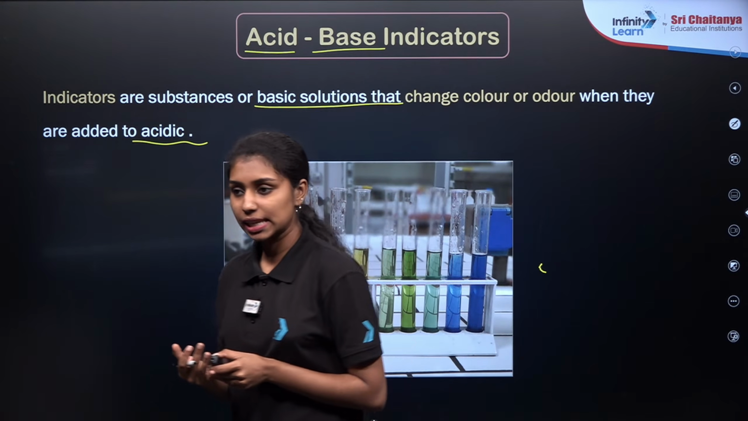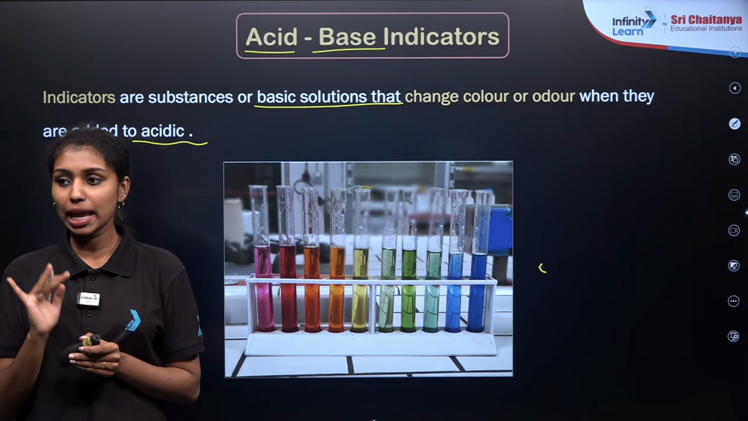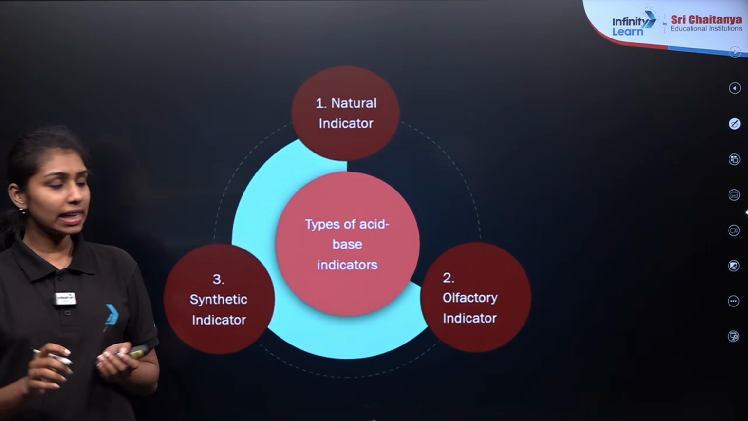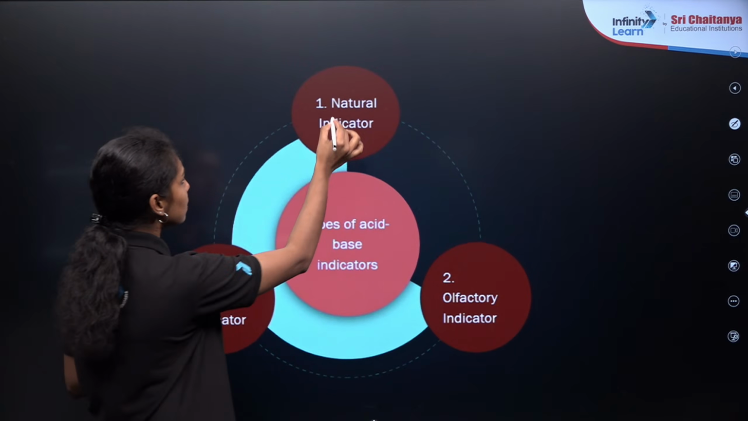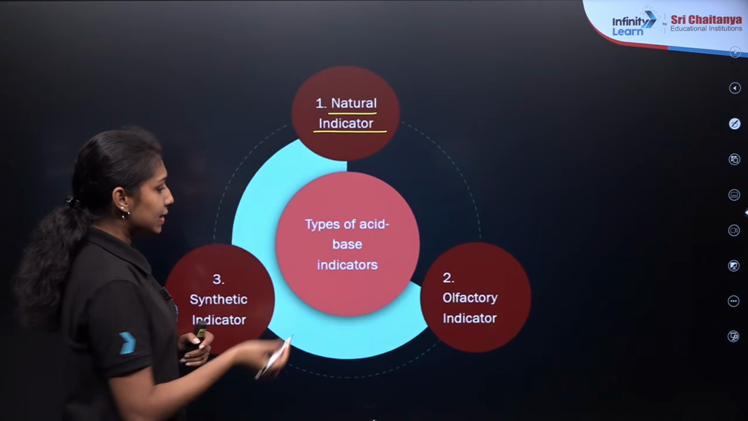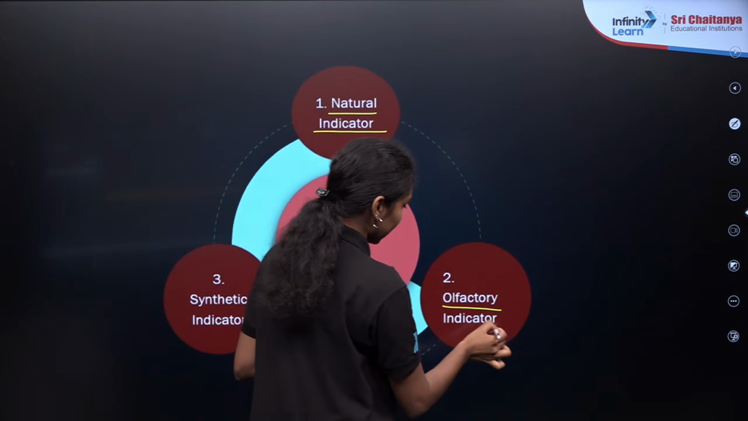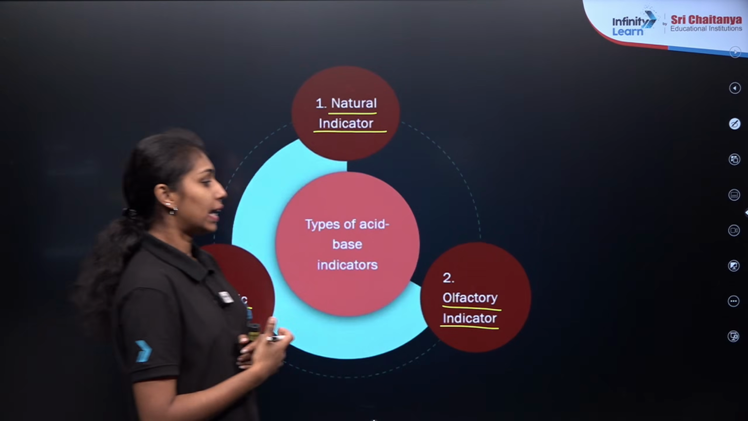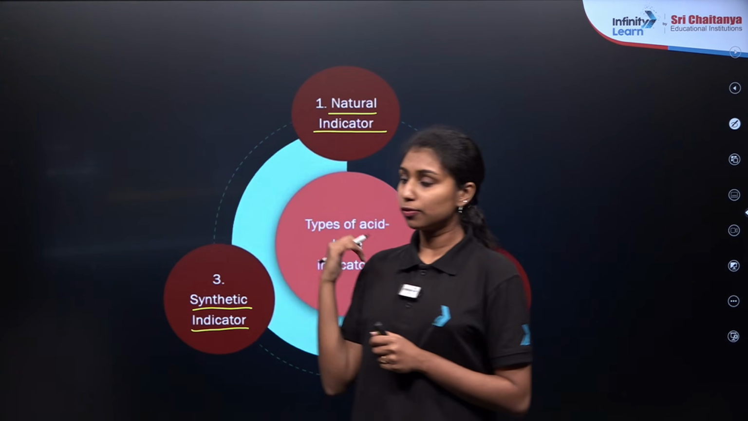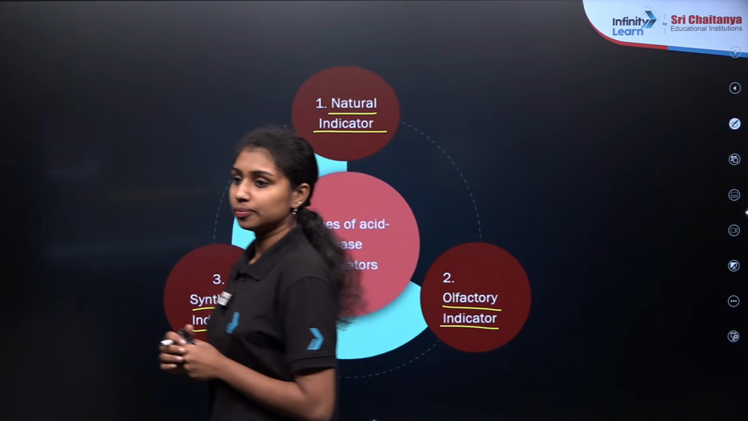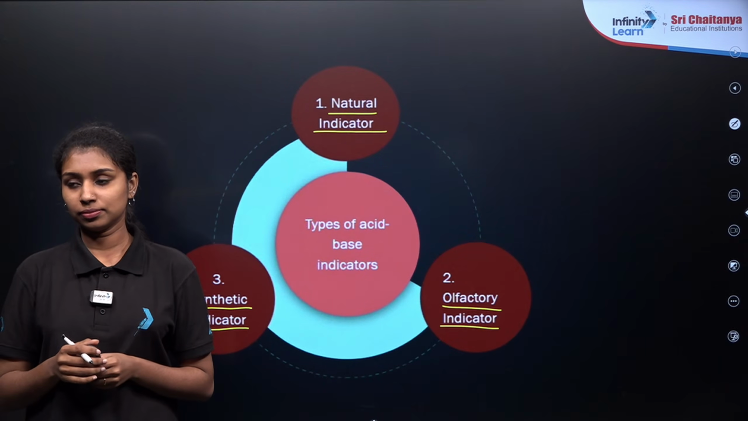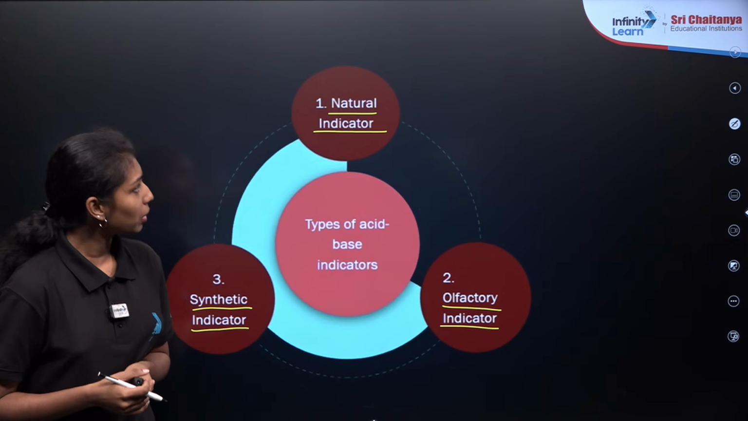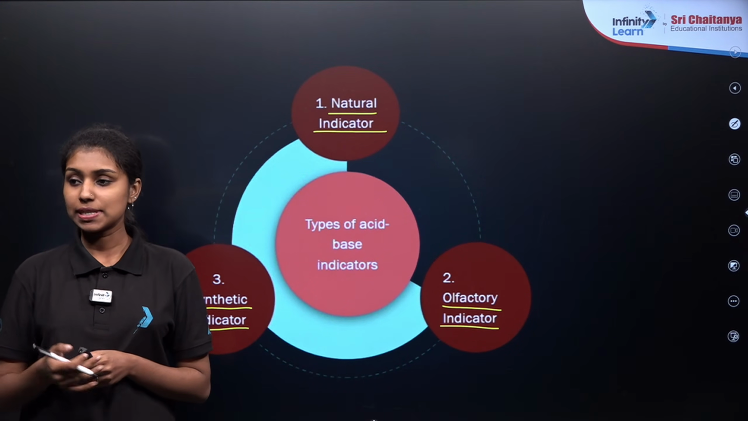Now based on the acid-base indicators, we will be dividing them into three important types. I hope you may have an idea about that. First one is the natural indicator, right? I hope the screen is visible to everyone. This is a natural indicator. Second one, olfactory indicator, right? And third one is the synthetic indicator. So what will be the difference between these three types of indicators? Can you please give me an example for natural indicators?